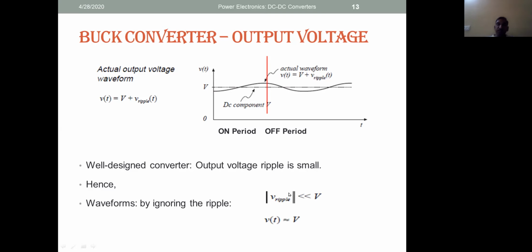So V ripple has to be very much less than the output voltage V, and V ripple can be positive or negative. So the modulus of it, mod of V ripple, is very much less than V. So v(t), which is a ripple voltage, has to be smaller. Ripple voltage v_R has to be very small. So v(t) is approximated to the average output voltage.